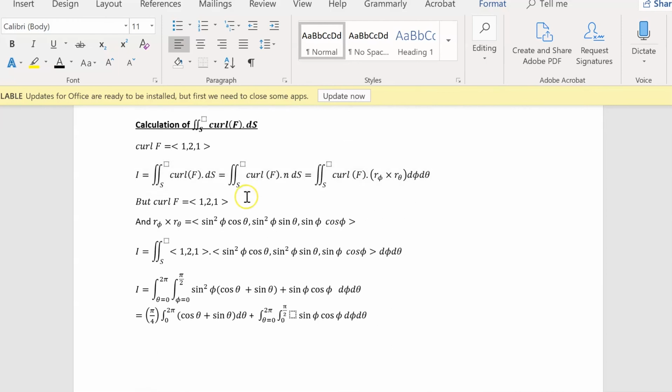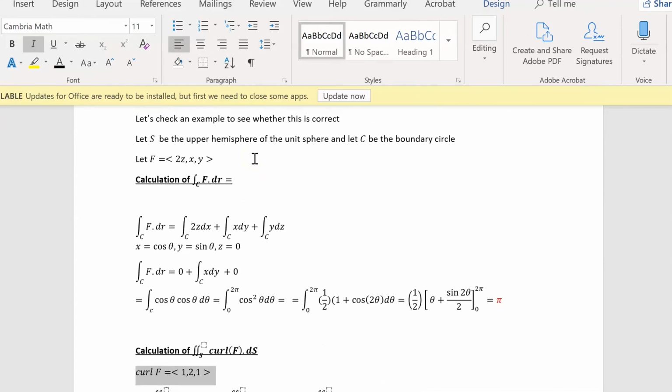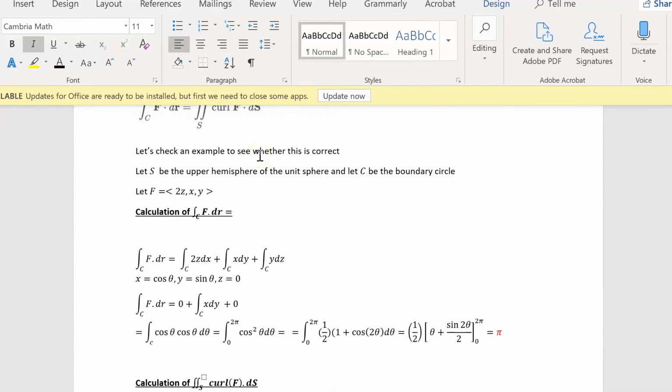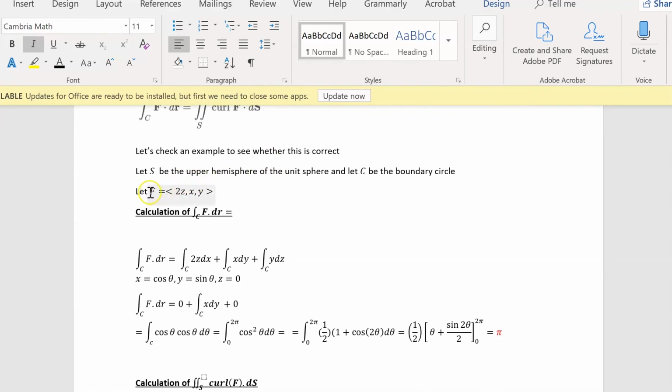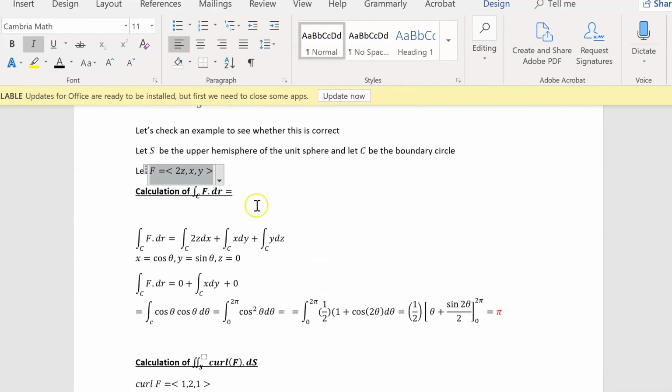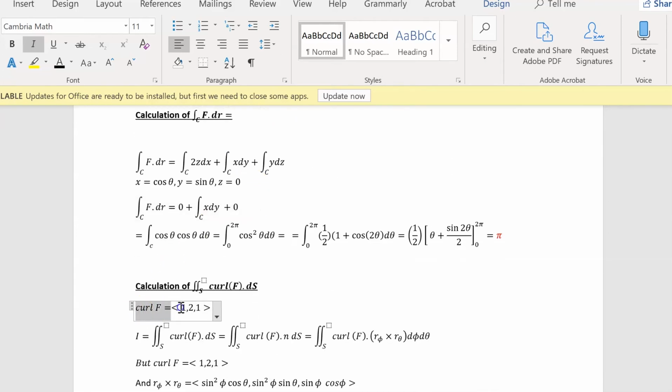So if you find the curl, it's pretty easy, because you can show the curl of this one by taking the cross product with the divergence operator. I won't go through that. So if you take this as your vector field, you can show that the curl of this is (1, 2, 1). So now all we need to do is take the surface integral of (1, 2, 1) over this hemisphere.